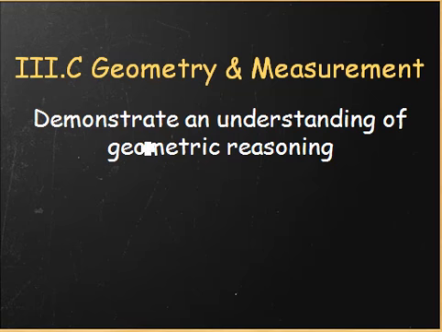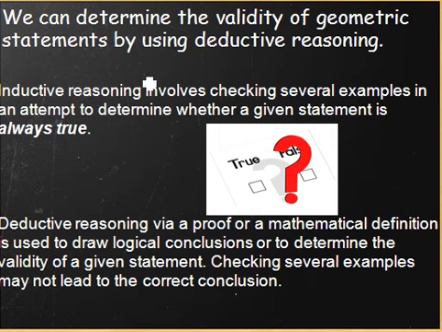In this part of geometry and measurement, we're going to look at geometric reasoning. We are going to use inductive and deductive reasoning to determine whether geometric statements are valid. Remember, inductive reasoning involves just checking a few examples in order to determine if a statement is true or false, whereas deductive reasoning looks at proof or mathematical definitions.